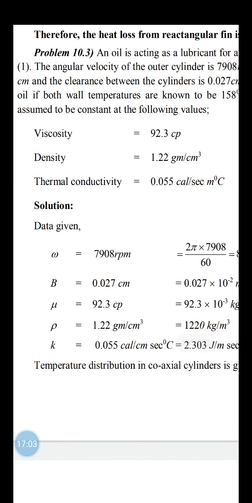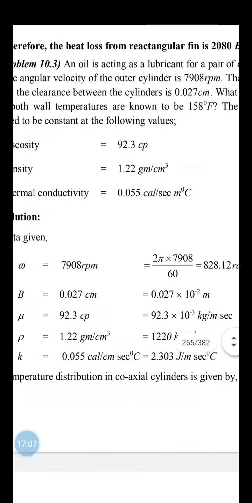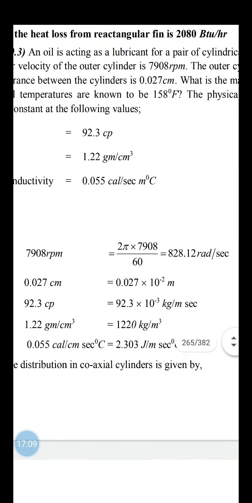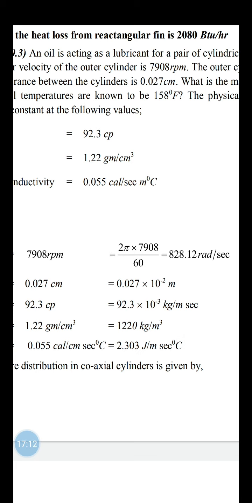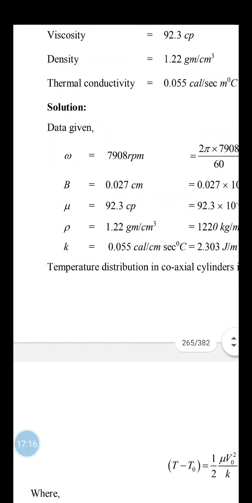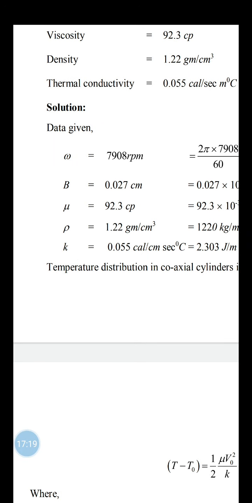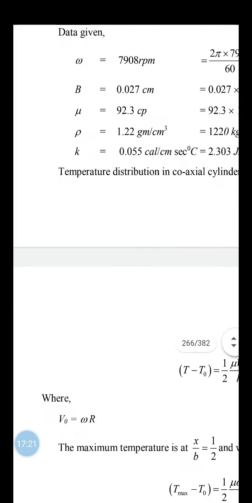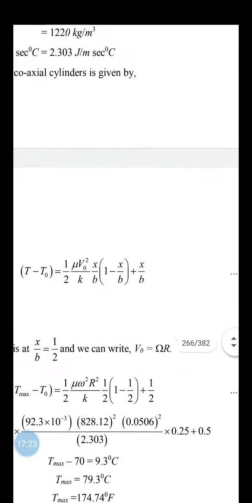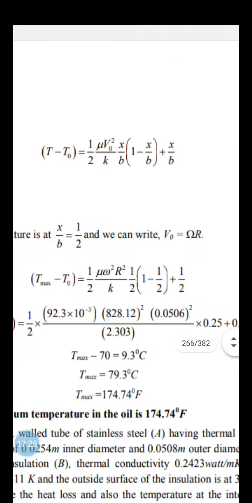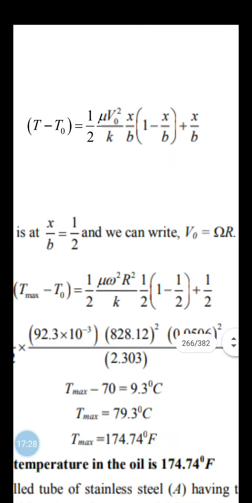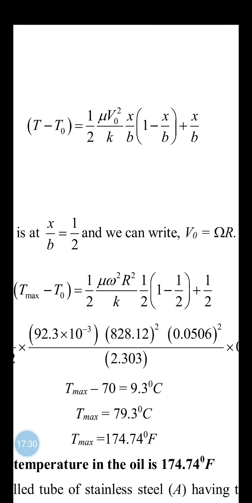So the values of viscosity, density and thermal conductivity are given. What you can find out is omega. Omega is equal to 7908 into 2 pi by 60. You will get it in radians per second. You can find out B, mu, density rho, thermal conductivity, and you can put all these values in this equation. This equation will be T minus T naught is equal to 1/2 mu V naught square by k, x by B bracket 1 minus x by B.